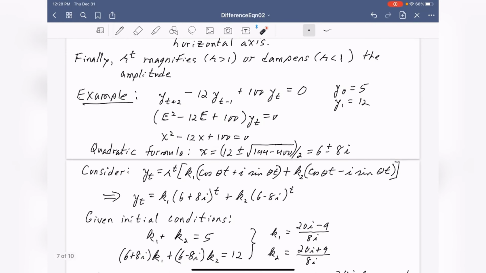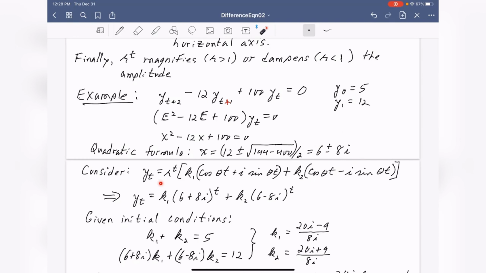y(t+2) minus 12 y(t+1) plus 100 y(t) equals 0, with y0 equals 5 and y1 equals 12. These are our initial conditions. So we get this operator form equation, E squared minus 12E plus 100 multiplied by y(t) equals 0. x squared minus 12x plus 100 equals 0 is our characteristic or auxiliary equation. Then using the quadratic formula, we find that we get 6 plus or minus 8i.